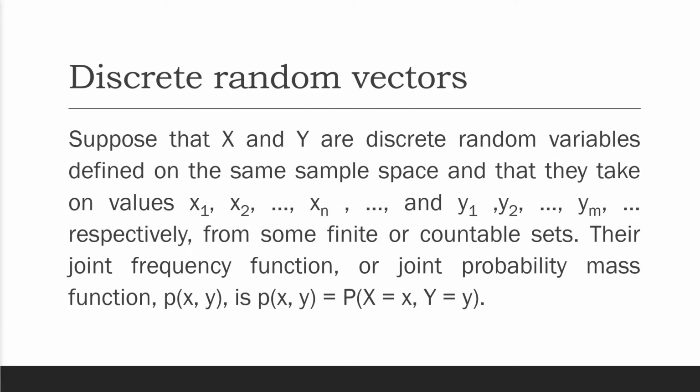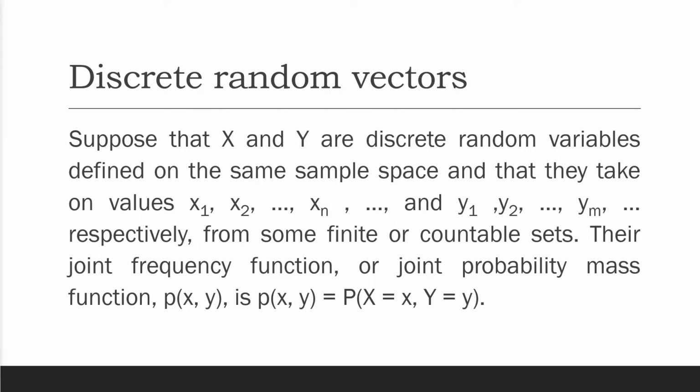So a discrete random vector is a random vector that can take either a finite or an infinite but countable number of values.